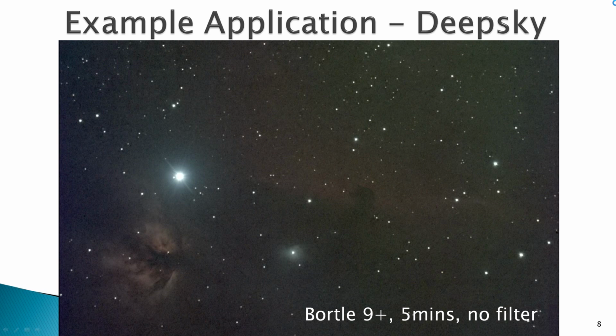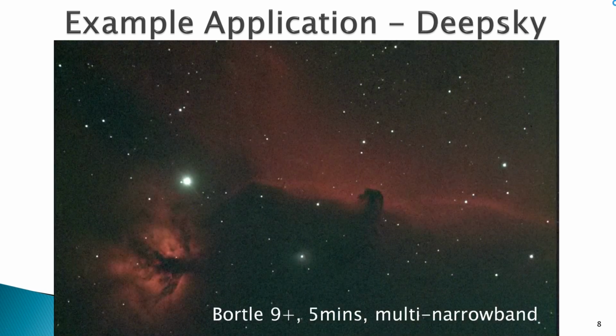Another example of what filters can do applies to deep sky objects. This is an image of the Flame and Horsehead nebulae taken from my backyard with no filter. Although the deep sky objects are visible, contrast and detail are poor. Now add a light pollution filter, and you can see a marked improvement in the scene's contrast and detail.